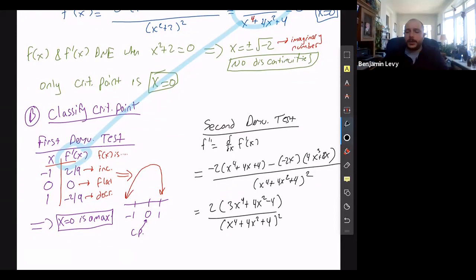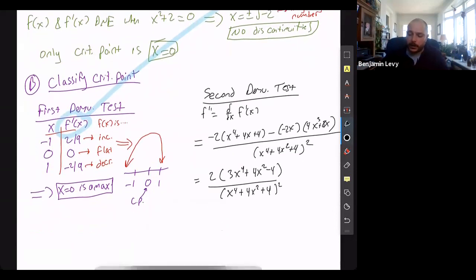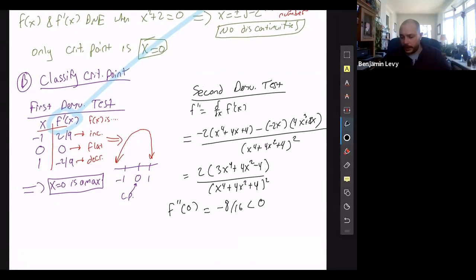And we're plugging in 0 anyway, so that is not that hard. So let's plug in the critical point 0. All the x's go away. You just have 2 times -4 over 4, and so you get -8 over 16. And all we really care about is that that's negative. That's important because that's telling us it's concave down.